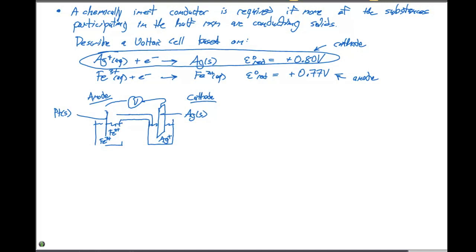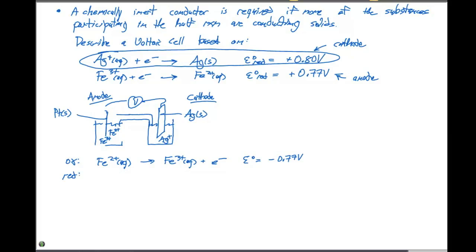So here's how we would set up or describe this cell. Now we can break it down into the two half reactions. Our oxidation half reaction, which will occur at the anode, is iron 2 plus in aqueous solution becoming iron 3 plus in aqueous solution plus an electron. Our potential for this half reaction is going to be the opposite of the reduction potential, which is negative 0.77 volts.